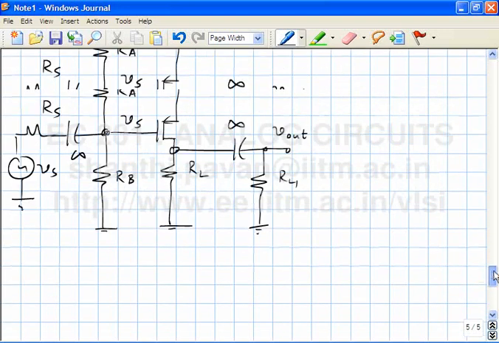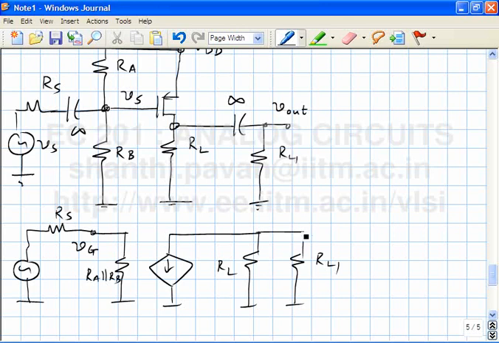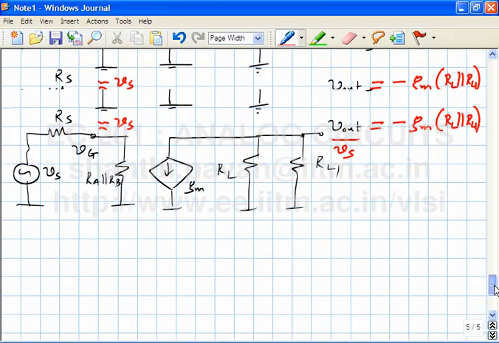What is the incremental equivalent of the transistor? RL1, VG, this is RA parallel RB, RS. The incremental gain V out by Vs. So if RA parallel RB is very large, this is approximately equal to Vs. So the incremental output voltage V out is nothing but minus Gm times RL parallel RL1 times Vs. Great. So we will wind up.